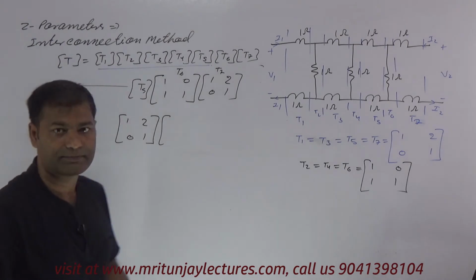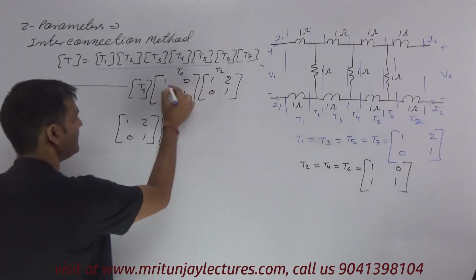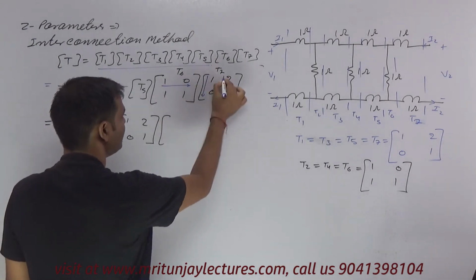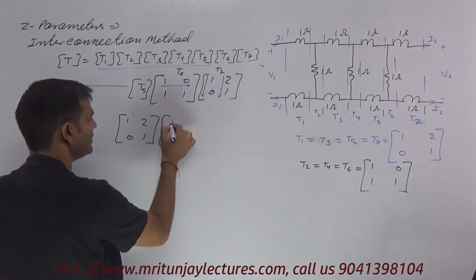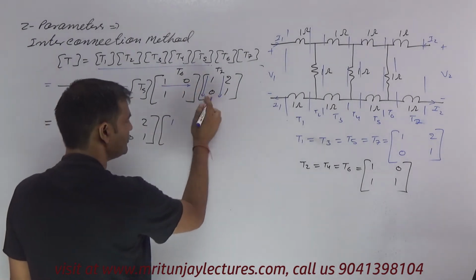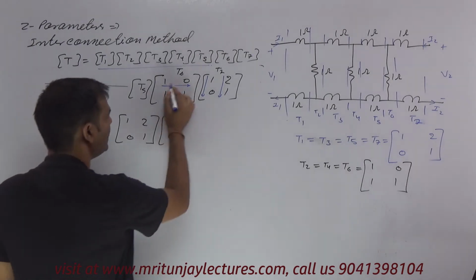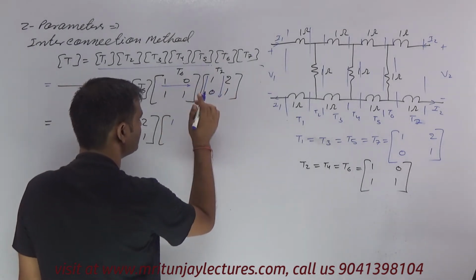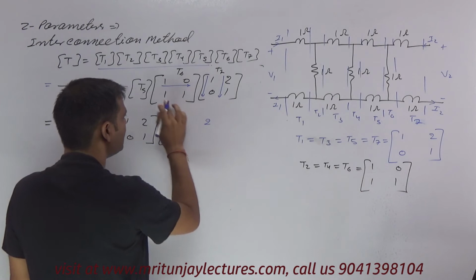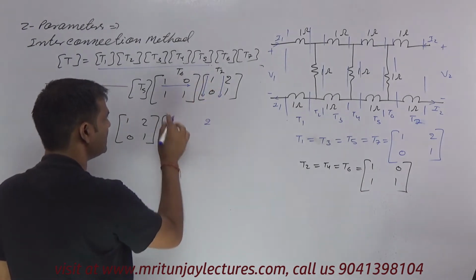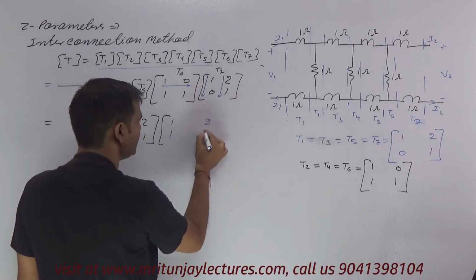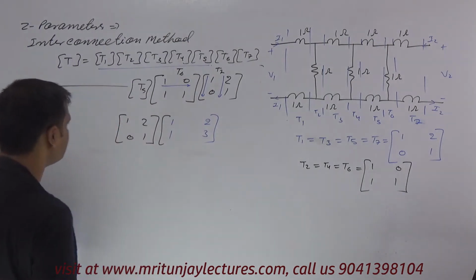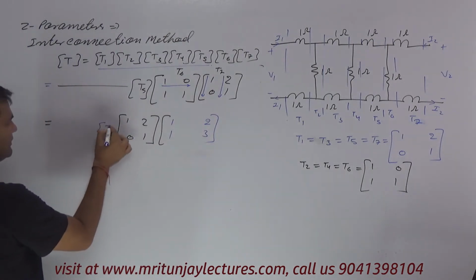Okay, how can I start? Multiplication this one, and after that this one. 1 into 1 is 1, 0 into 0, that is 0, 1 into 2 and 0 into 2, 0 into 1, so that is 2, 1 into 1 and 0 into, so 1, and 2 plus 1, that is 3. Okay, that is T5, and here T4.